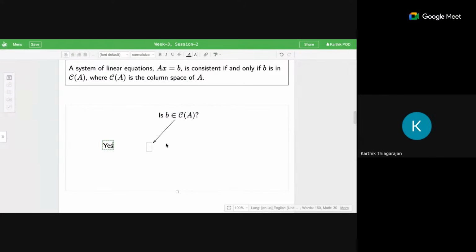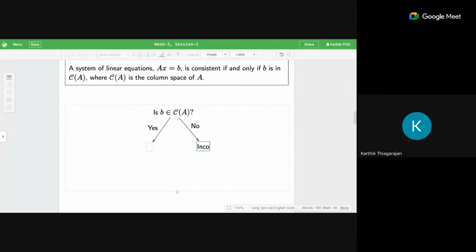Okay. So that is yes. That will go here. And then there is another branch that will say no. So that will go here. And so if it says no, currently what can we conclude? System is inconsistent. Consistent, right?